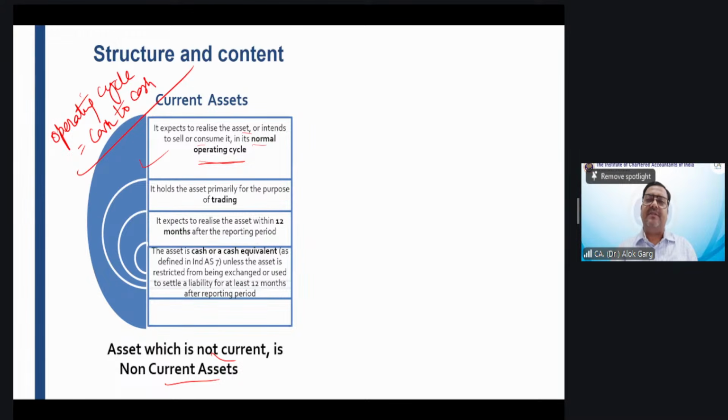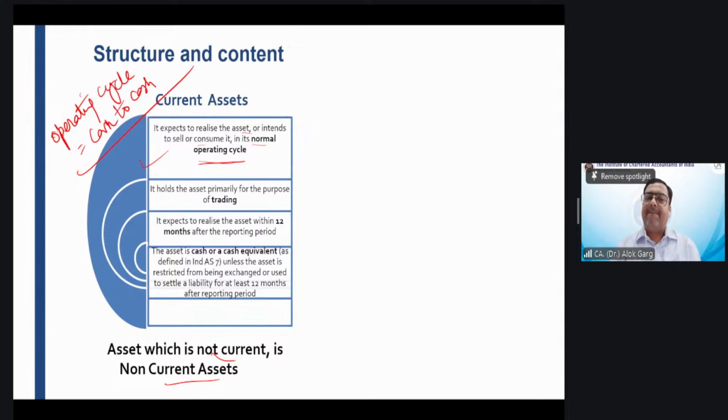So friends, tell me, in how much time does the cash you paid for the raw material get converted back into cash? 18 months. 15 months for manufacturing, 3 months for realizing the cash. So friends, this is known as an operating cycle, my dear friends.